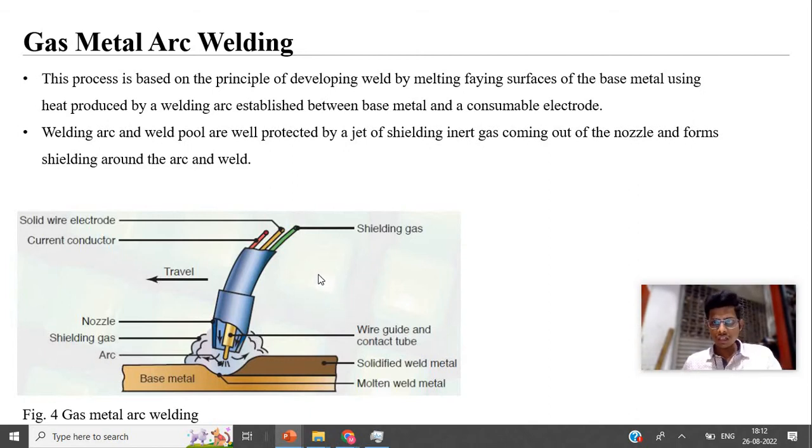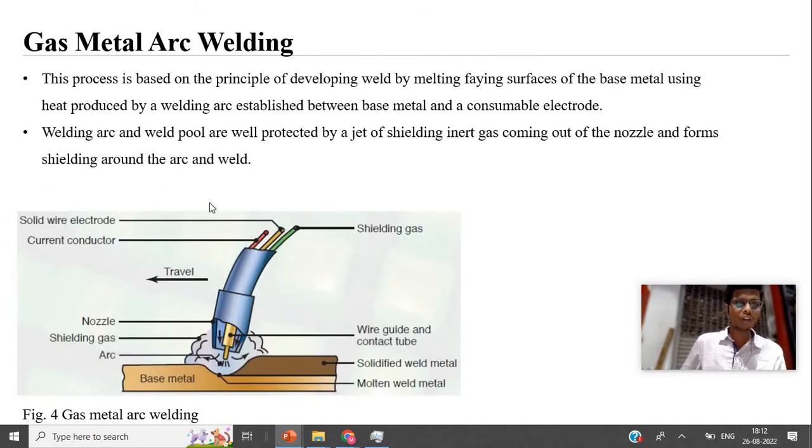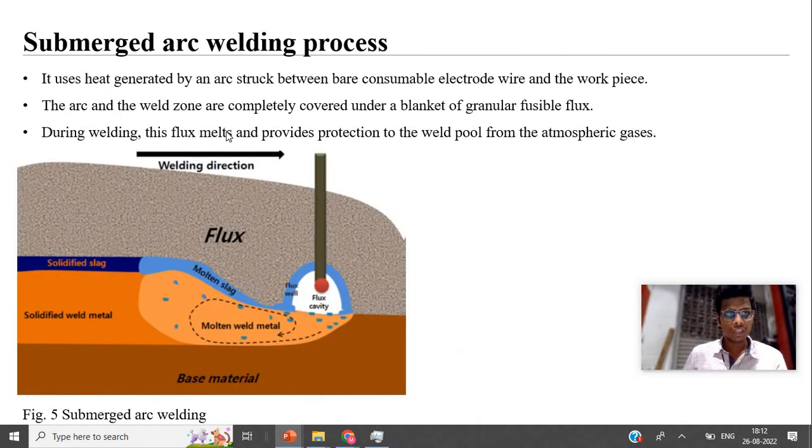This is also used in most applications, like automobile industries and many other industries. Since it is a consumable electrode, we can use it for thicker metals compared to the GTAW process. This is the GMAW process. Next I will be explaining the submerged arc welding process.